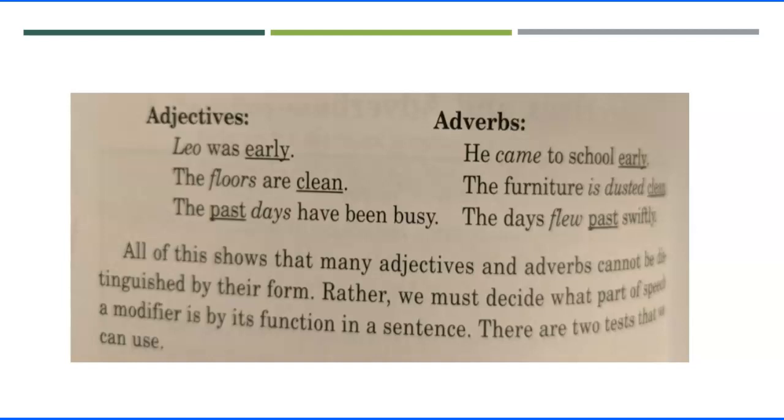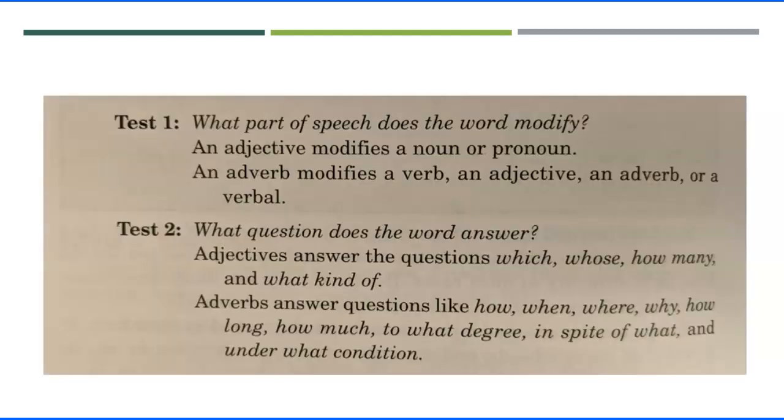The furniture is dusted clean. How is the furniture dusted? Clean. The days flew past swiftly. And flew past, it's a timing question. How? We could answer it as how. So it shows that you can't always put a word into a specific category as an adjective or an adverb, because sometimes they can be both and you need to test them and ask questions about them.